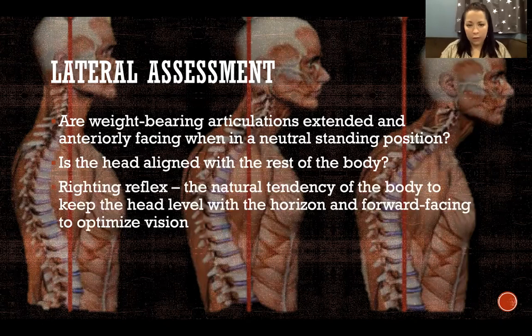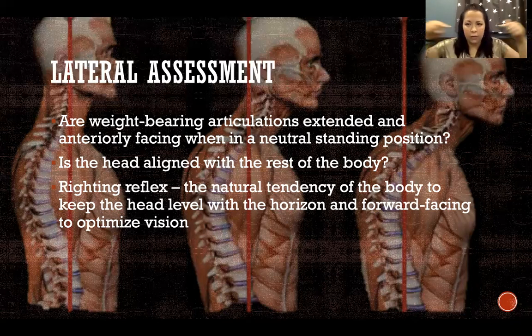And the righting reflex is the natural tendency of the body to keep the head level with the horizon and forward facing to optimize vision. So no matter how we move, we have a tendency to move our head so that it stays upright and our vision stays level with the horizon. So if my posture is poor, let's say my shoulders are drifting forward, instead of me now looking at the floor, the righting reflex will have me look up and stay level with the horizon.